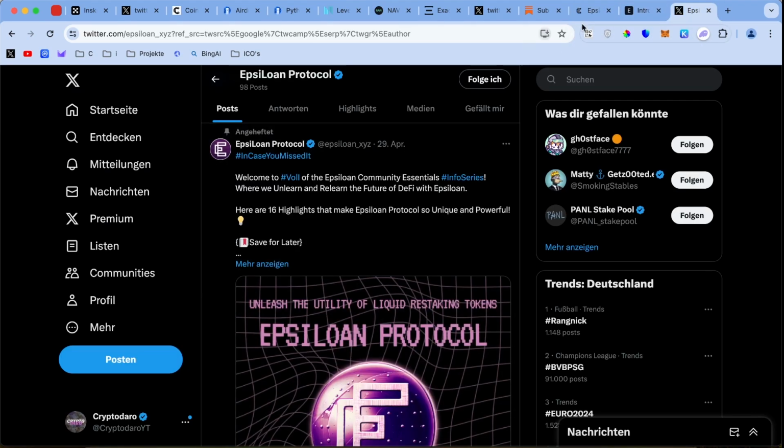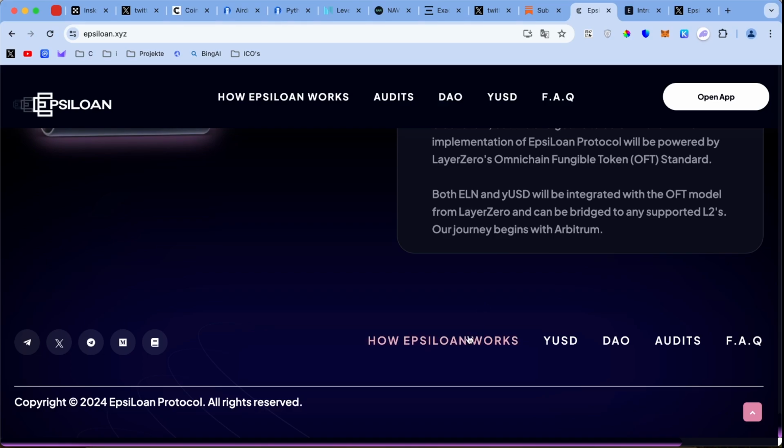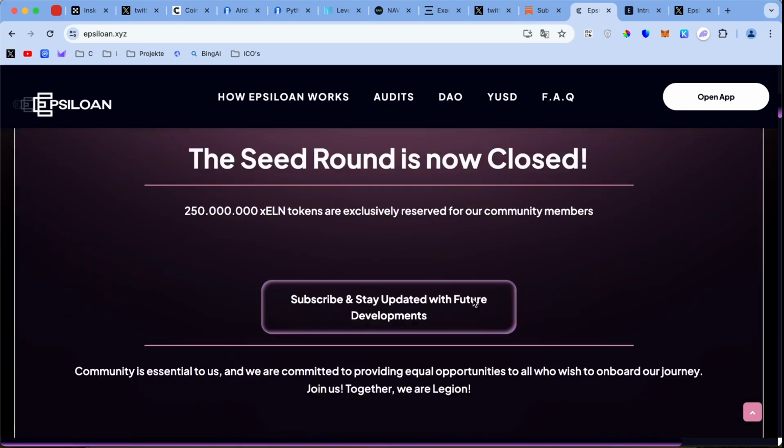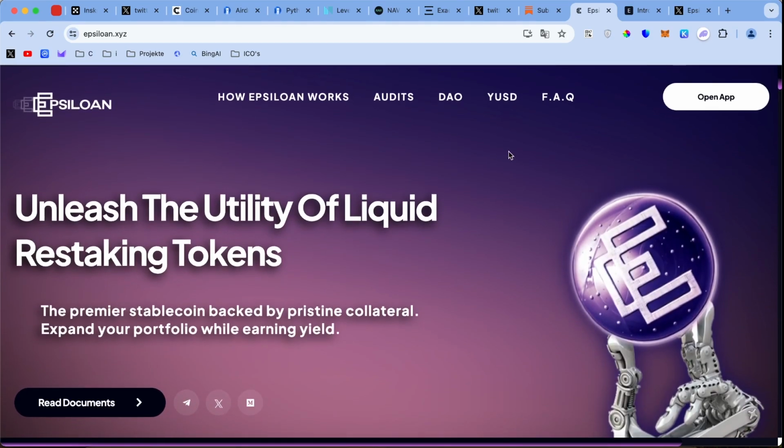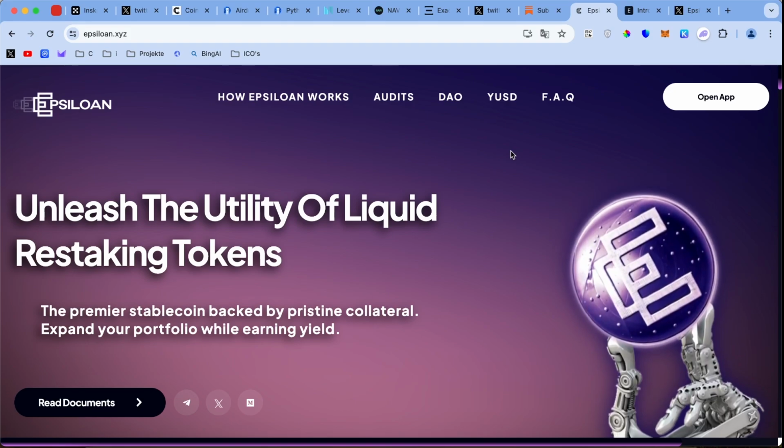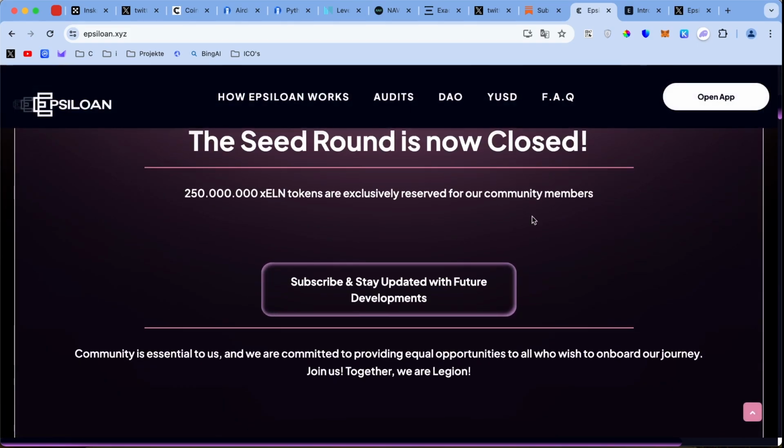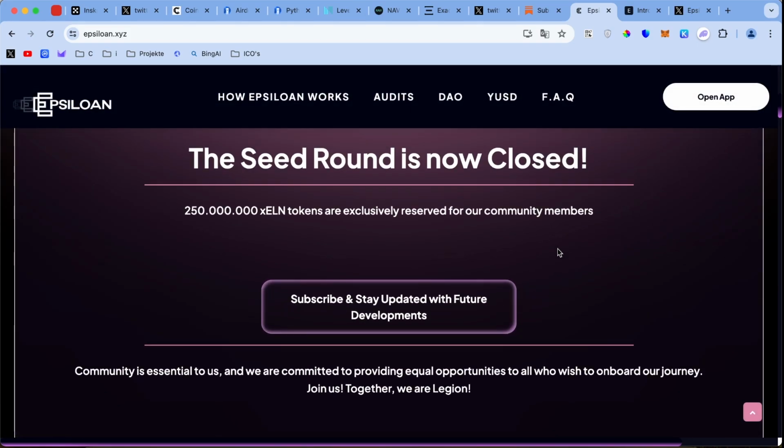Also check their Twitter, check their community, go and follow them, interact with the community to grow together. And I'm sure that in the future there will also be more investing rounds for the community to get into the project. And if you don't want to join them, you can join on the TGE, which will happen in a few weeks or one to two months, to get your part of the Epsilon N token, the YUSD, and so on.